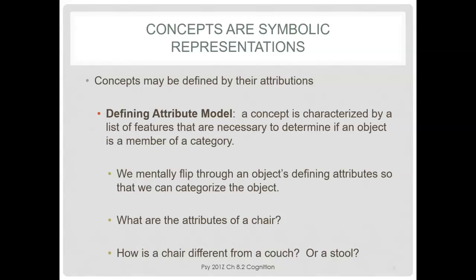So a stool might just have 3 legs. It might not have a back on it. A couch could have more than 4 legs. It's soft. It's made out of fabric. It can fit more than one person. And so as we are looking at furniture, we have to categorize what that is. What are the attributes of a chair versus a couch? How do these differ? But how are they similar?